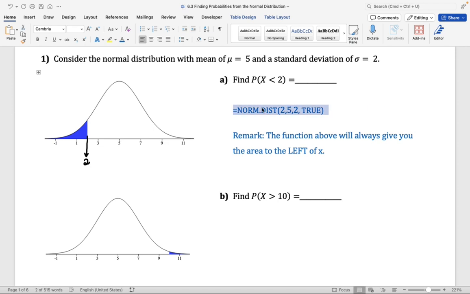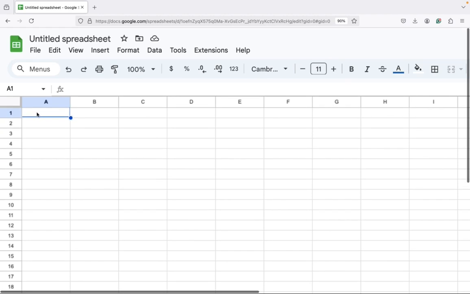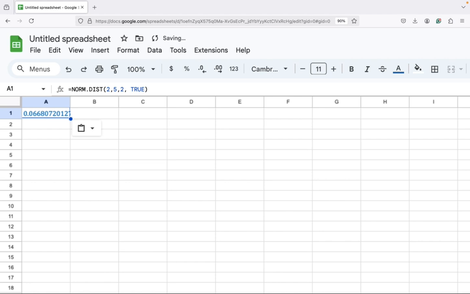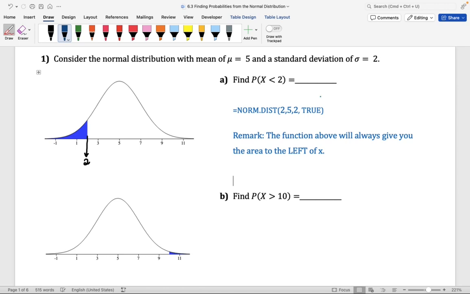Let me go ahead and show you how to do this on Google Sheets. I'm just going to copy this text, click on an empty cell, and paste it. Notice I have equal norm dot dist, comma 2, comma 5, comma 2, comma true. If you click enter, or even before I click enter, I can already see the answer. The area below x equal to 2 is approximately 0.0668.